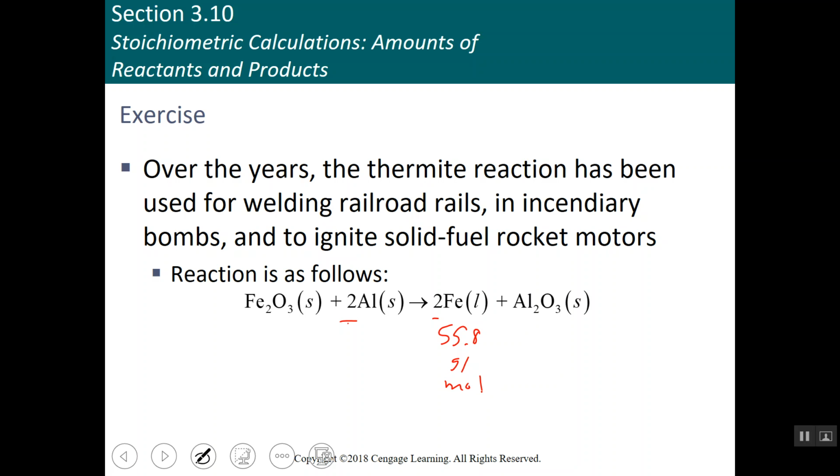The 2 is not necessary. I just want to know what the mass of an iron is. And then the aluminum is 27 grams per mole. Okay, let's go ahead and calculate the other two.